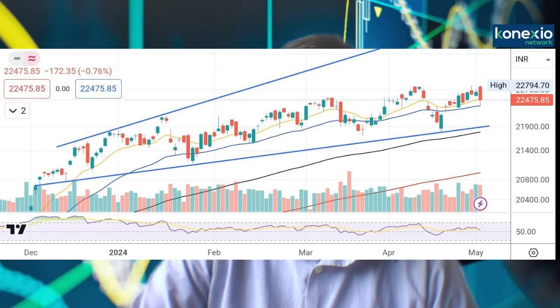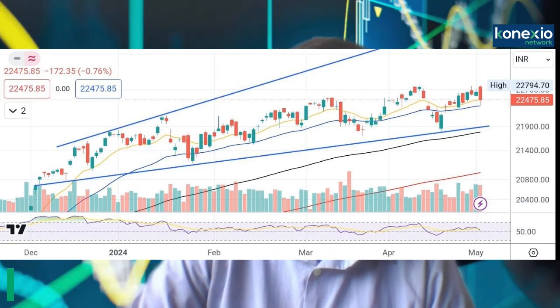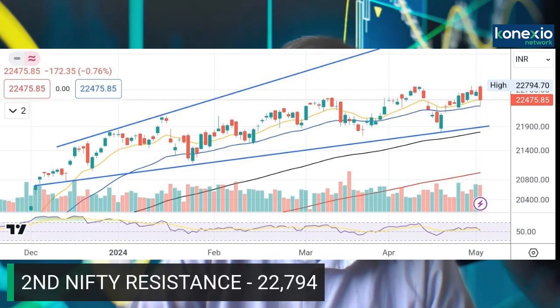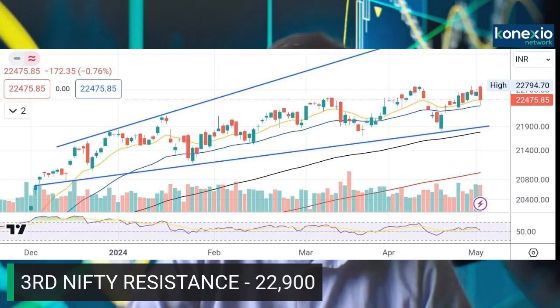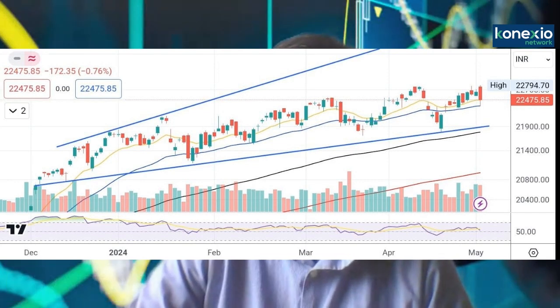On the upside, the first resistance is around 22,568. Second resistance is around 22,794, and the third resistance is around 22,900. So these are the important support and resistance levels in Nifty for the next week. One should watch these levels closely.